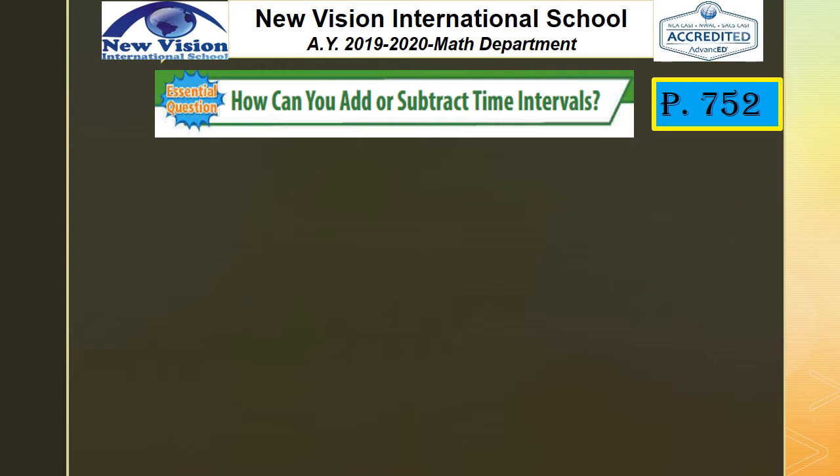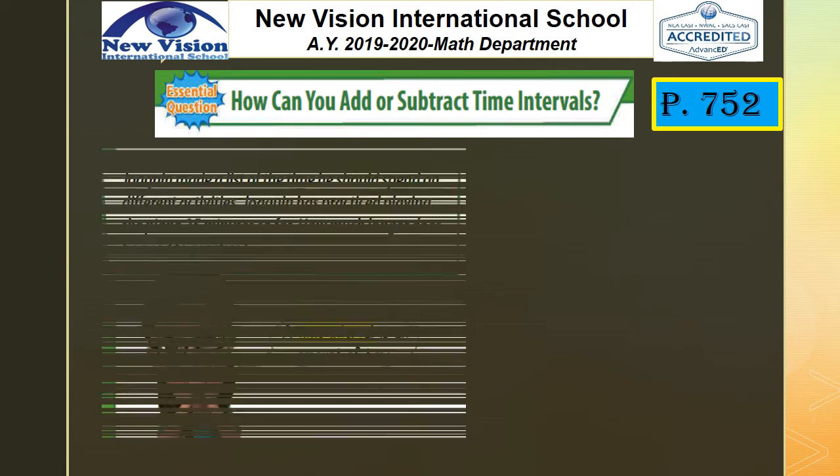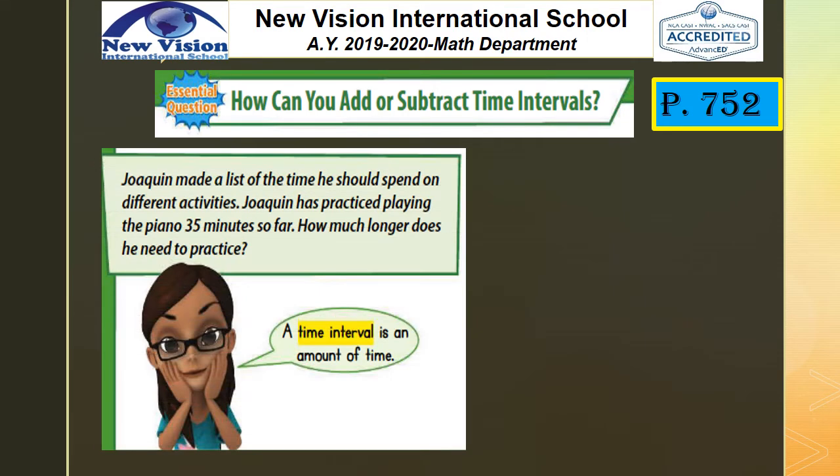Okay, now we have here page 752, the essential question. How can you add or subtract time intervals? Let's find out. Joaquin made a list of the time he should spend on different activities. Joaquin has practiced playing the piano 35 minutes so far. How much longer does he need to practice?